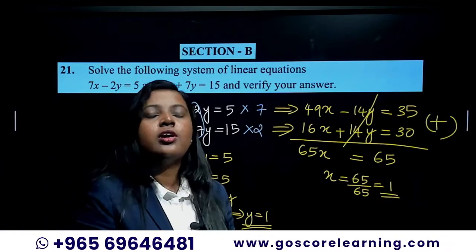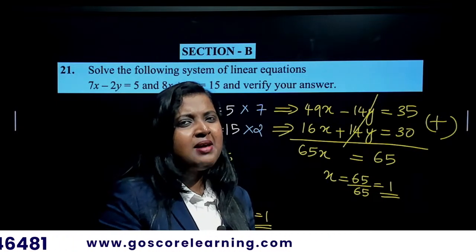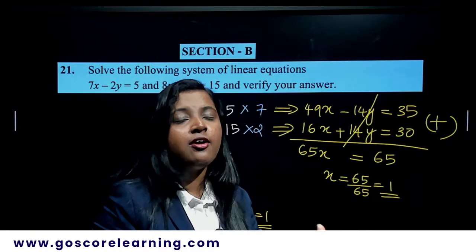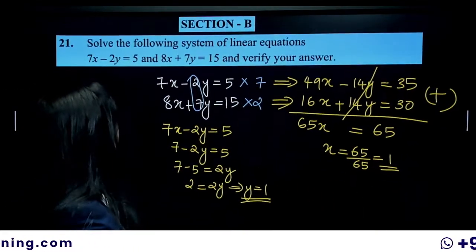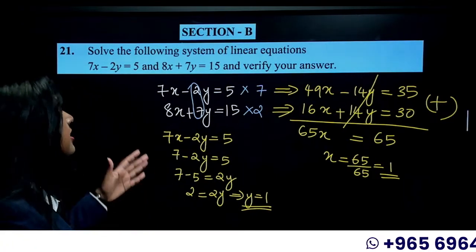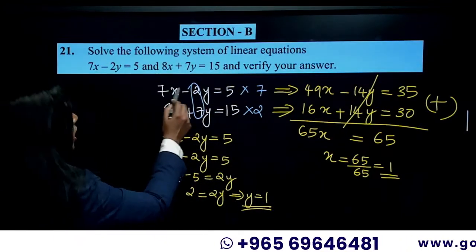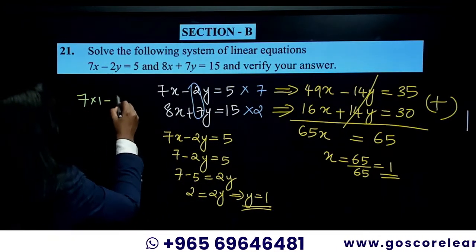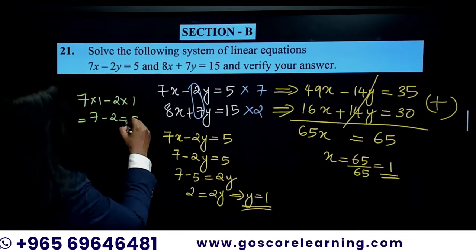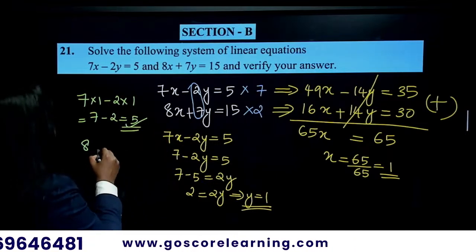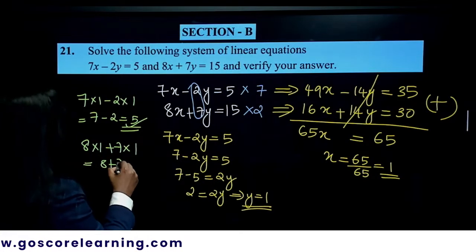If you are done with this, the question is over? And some of you are like, ma'am, no, you are going to get only 1.5 marks for this. See, the last part of the question is asking you to verify your answer. How will you verify your answer? Substitute in the equation. When you substitute 1 and 1 here, it's 7 into 1 minus 2 into 1, which is equal to 7 minus 2, that is 5. Verified. And if you put it here, 8 into 1 plus 7 into 1, which is equal to 8 plus 7, which is equal to 15. Satisfied.